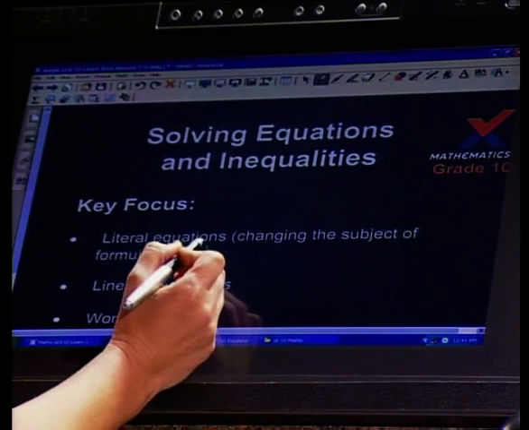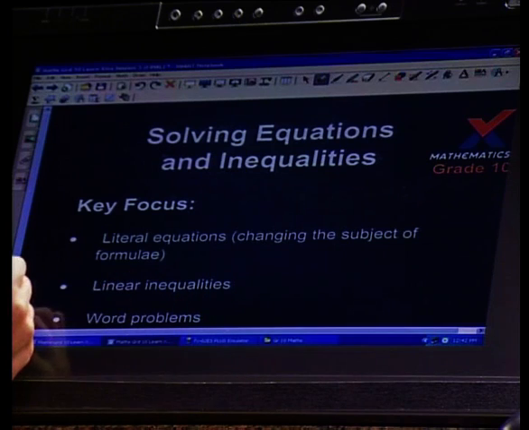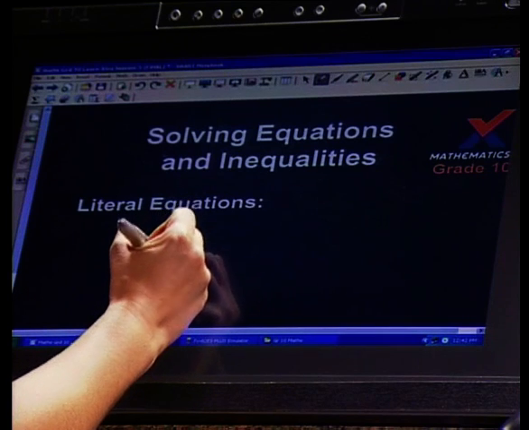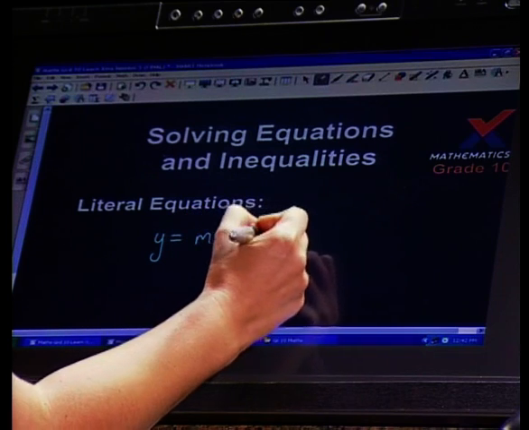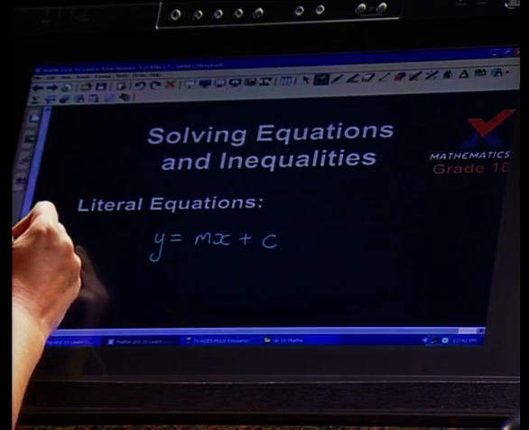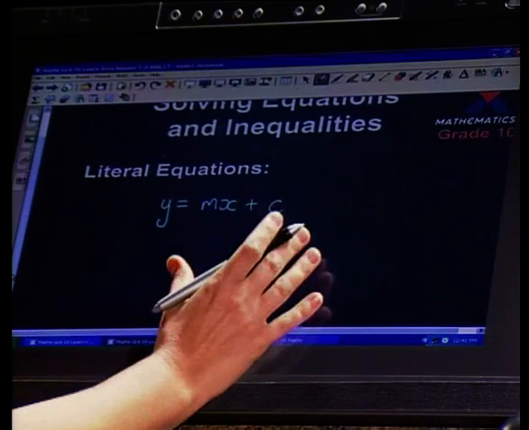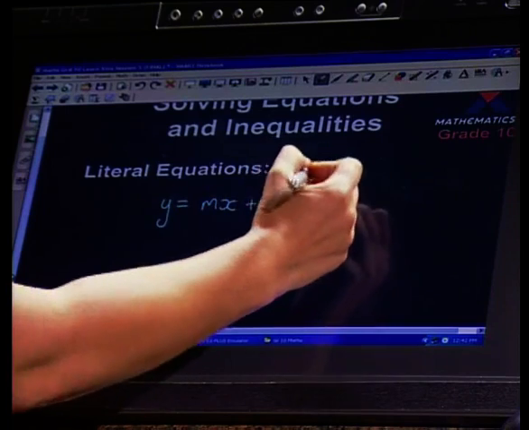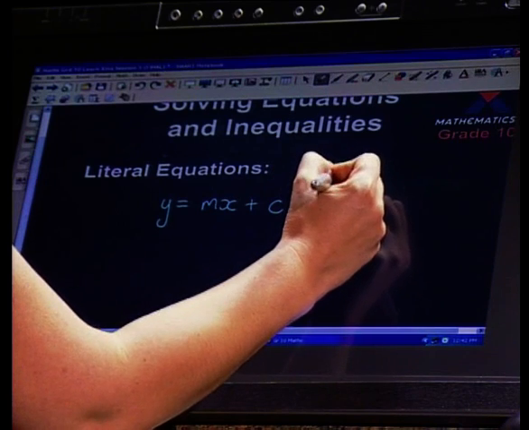Now, you'll see on the board it says we're doing literal equations, changing the subject of the formula. Next, linear equations and word problems. Literal equations are when we have a group of letters in an equation. Now, sometimes there will be numbers as well, but generally it's just letters. And they will ask you to solve in terms of other letters for a particular variable, not letters, variables. So let's say we're going to solve for m.